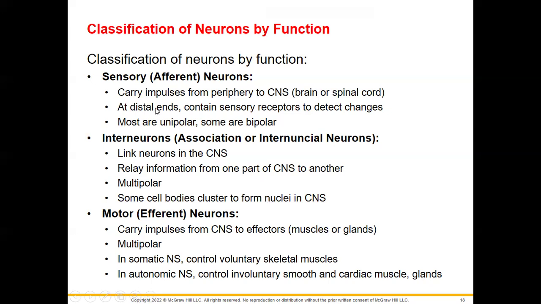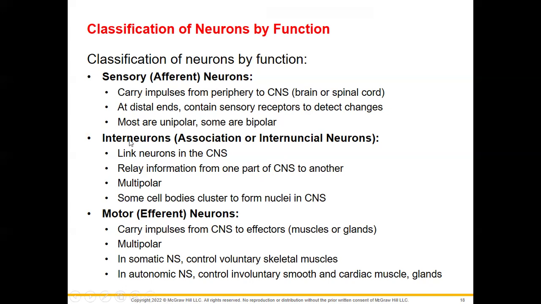These are at the distal ends of your sensory afferent neurons. You have these sensory receptors. These receptors are detecting change. Remember, each receptor is detecting a specific type of change. It's not looking for everything. One sensory neuron is looking for changes in temperature. One is looking for changes in pressure, deep pressure. One is looking for light pressure. One is looking for pain, etc. So these are your sensory afferent neurons. Most of these are your unipolar neurons. Some of them are bipolar. And yes, you need to know the polarity of these different types.